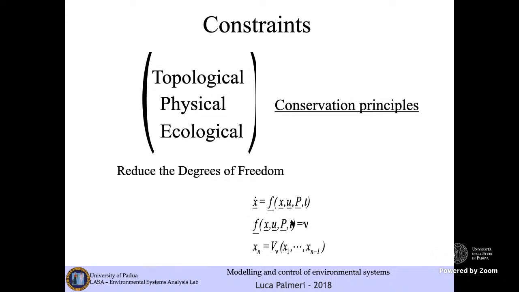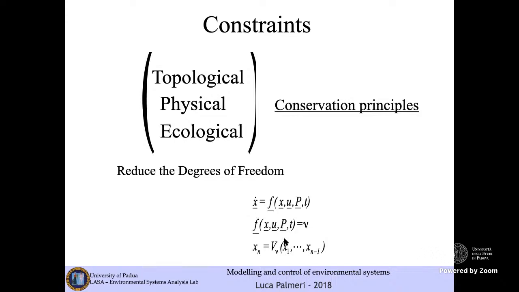Well, I remind you that the last part of a system specification is the one that allows us to reduce the degrees of freedom of my model by, for example, allowing us to algebraically express one variable as a function of the other variables.